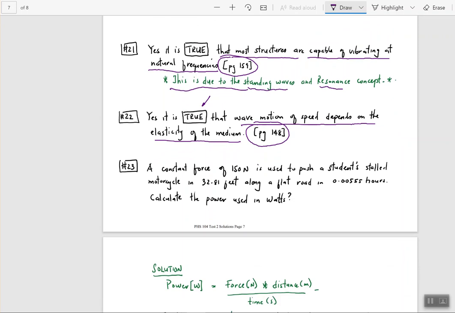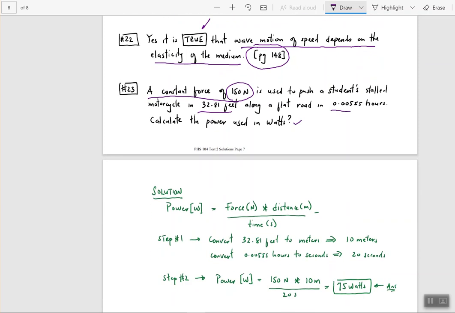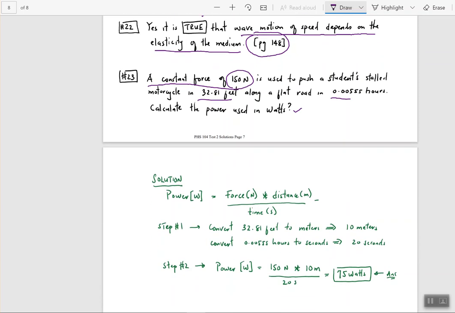Number 23, we have a question here that a constant force of 150 newtons is used to push a student's stalled motorcycle 32.81 feet along a flat road in 0.0055 hours. Calculate the power used in watts. This question is really testing you on two things: conversion, and how you would apply the equation for watts. So here's our established equation, letting us know that power is the product of the force and the distance divided by the time, making it a rate.